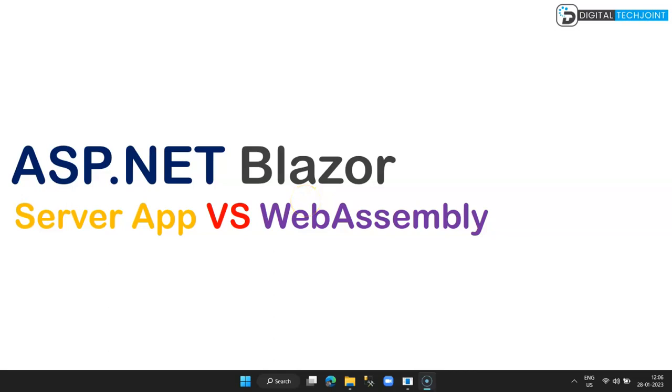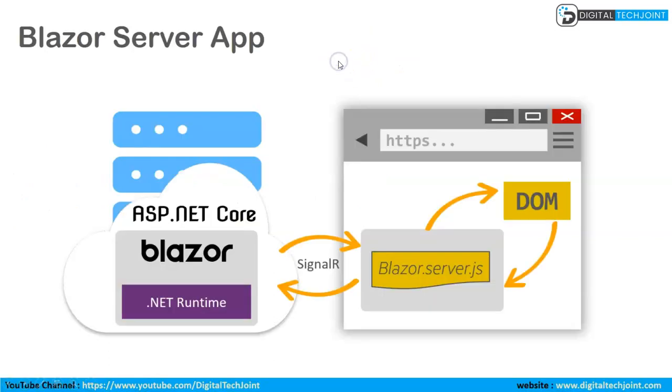In this tutorial, we are going to learn about the two hosting models provided by Blazor. We are also going to learn how to work with classes in Blazor, define variables, and many other things that will help you to get started with developing Blazor full stack web applications in .NET. So let's get started. We are going to first look at the overview of the Blazor Server App architecture.